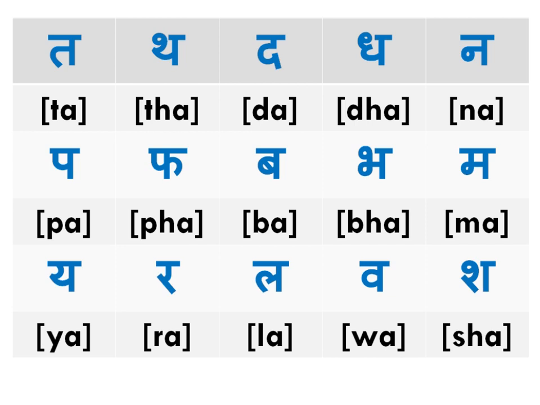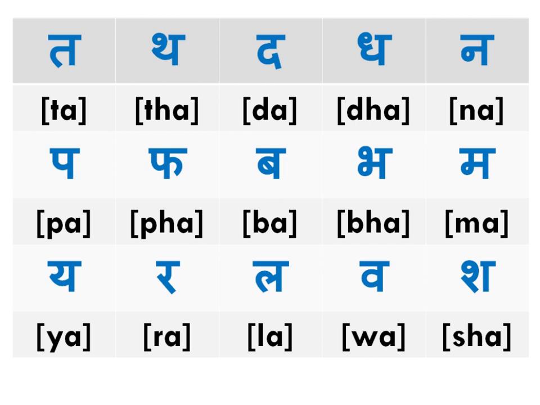In the fifth row, letters are pronounced by producing a bilabial sound, which simply means that your upper and lower lips will be pressed together while pronouncing. Okay, let's start. The first letter of the fifth row is Pa. P-A, Pa. Fa. P-H-A, Fa. Ba. B-A, Ba. Bha. B-H-A, Bha. Ma. M-A, Ma.